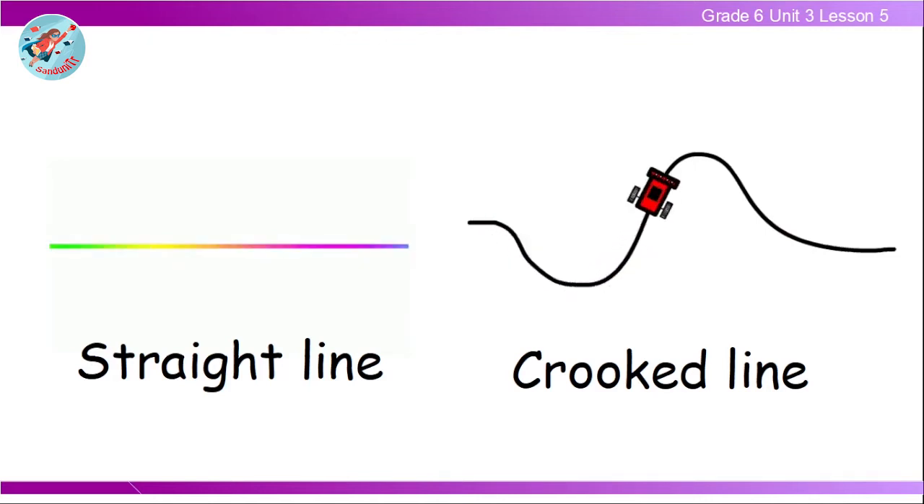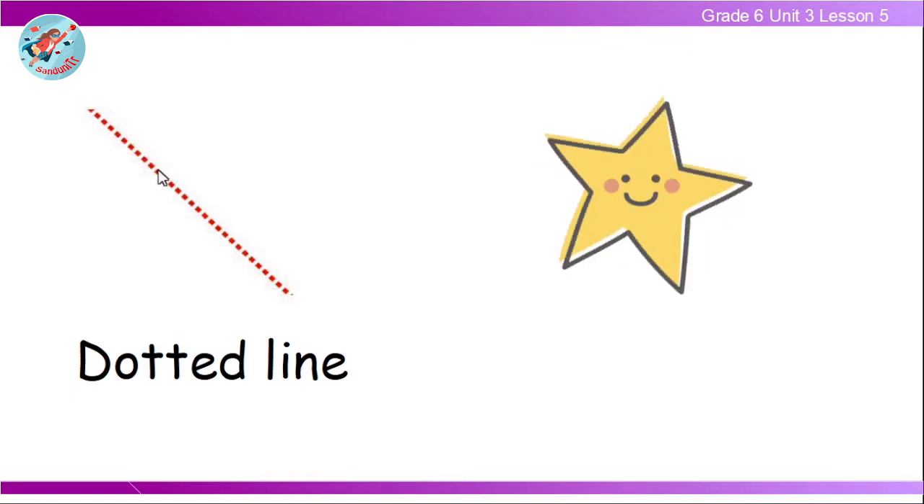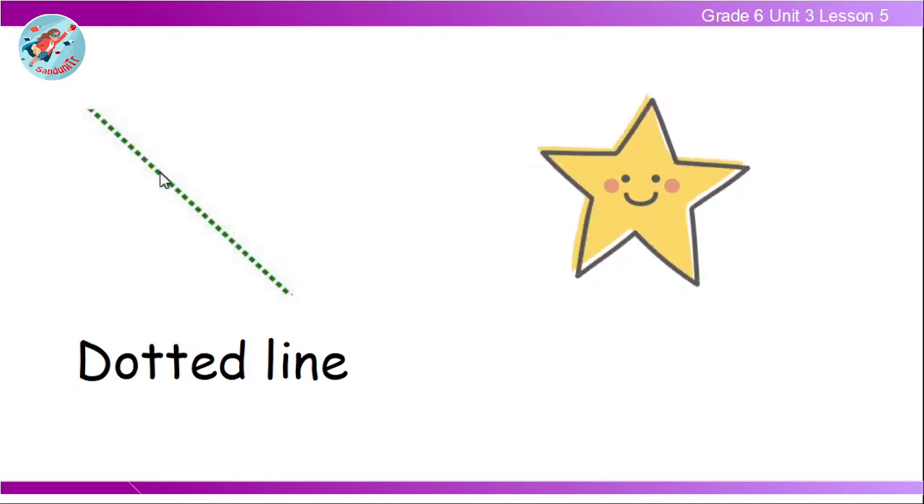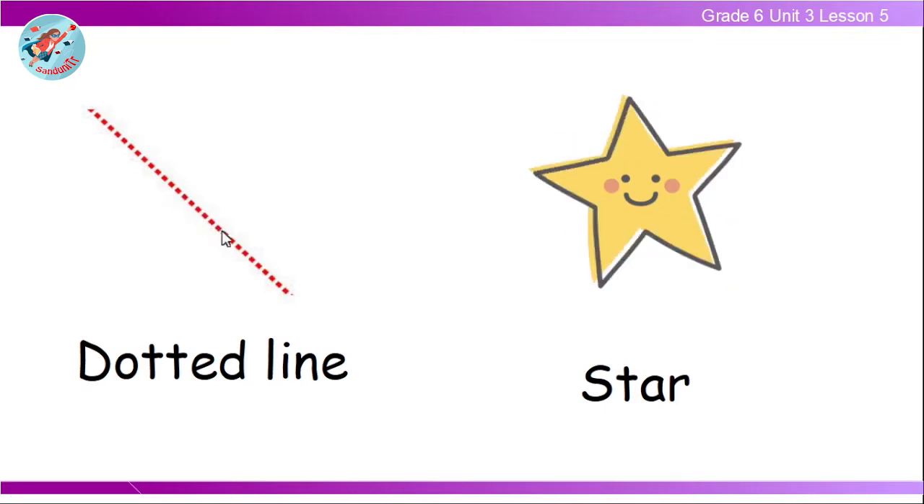Here's another line. Well, how do you call this one? Yes, it's a dotted line. Dotted. D-O-T-T-E-D. Dotted line. I know you can name this shape. What is it? It's a star. Star. S-T-A-R. Star.